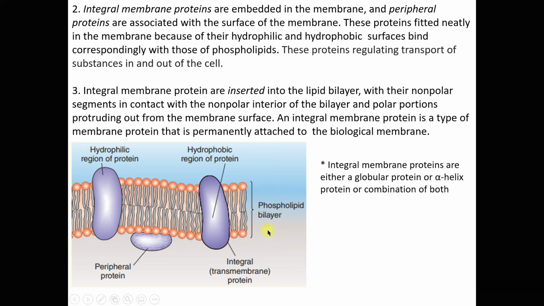Now, integral membrane proteins are inserted into the lipid bilayer with their non-polar segments in contact with the non-polar interior of the bilayer, and the polar portions protruding out from the membrane surface. So this is polar, because this side is intracellular or interstitial fluid. Interstitial fluid has water, and water is polar. That's why the polar head of the protein must be facing or protruding out from the membrane surface.